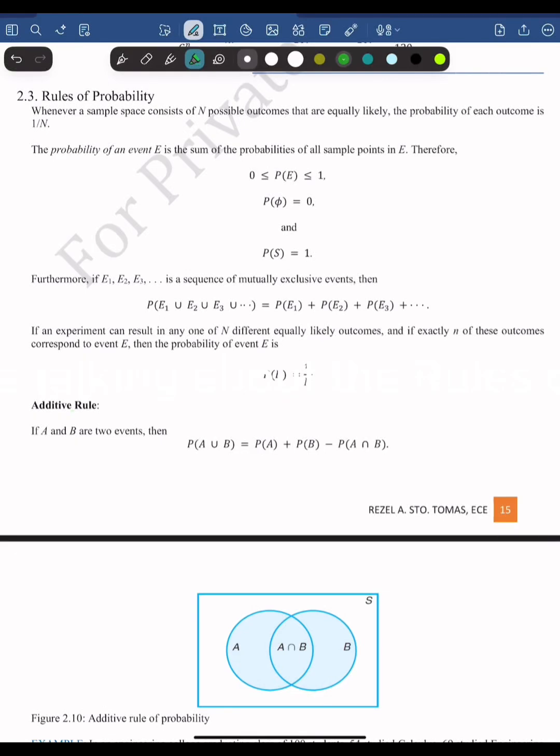Today, we are talking about the rules of probability. First, let's talk about the fundamental rules. If an experiment has n equally likely outcomes, the probability of each outcome is 1 over n.